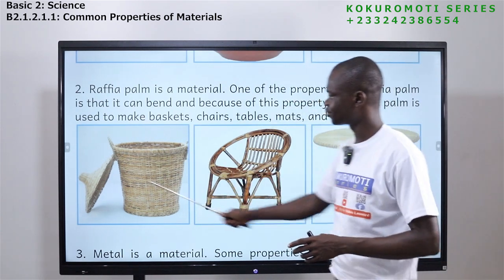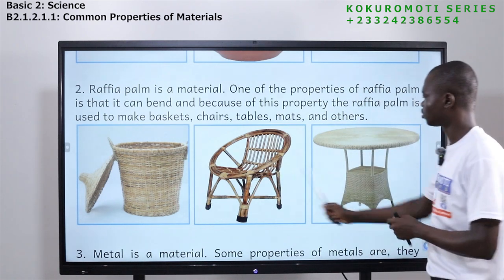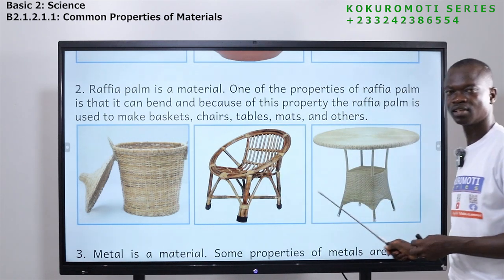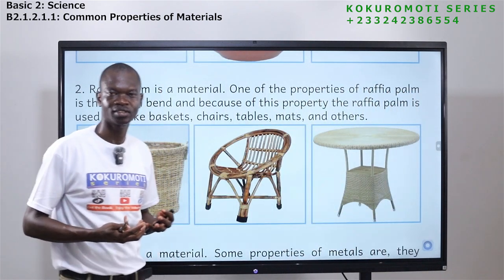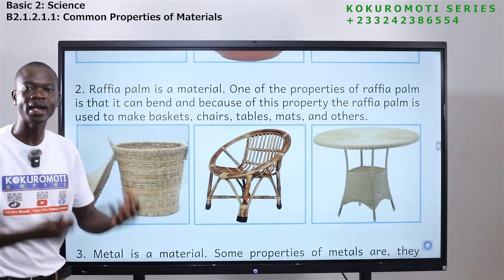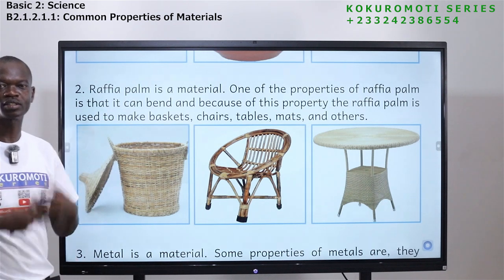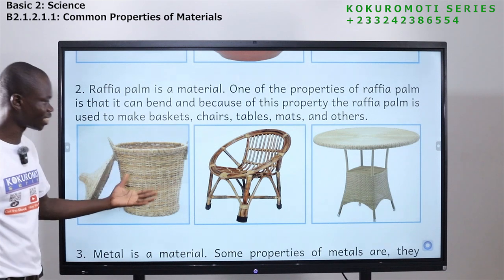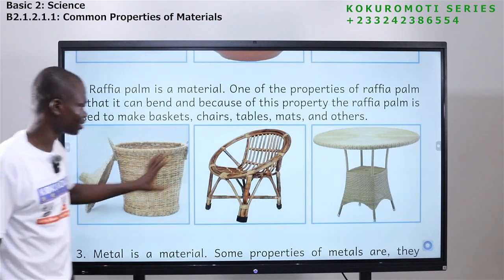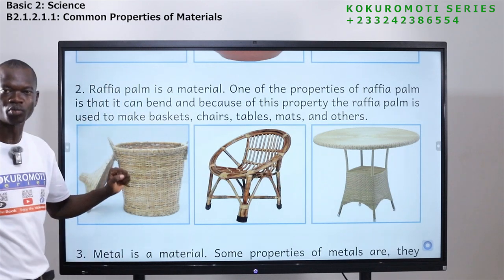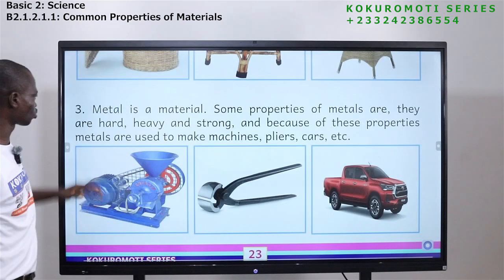So if you look at this, we use raffia palm to do these things. The reason is that raffia palm has some properties. One of them is that we can bend them. Raffia palms, we can what? Bend them. And it's because of that, that is why we are able to make basket, chair, and table with it. I hope you are getting it. Let's move on to the next one.